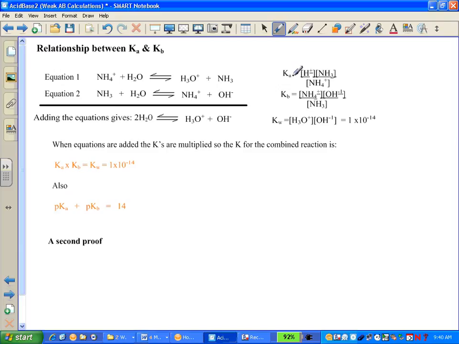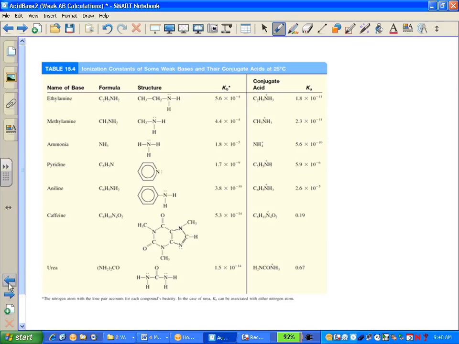The next thing that we're going to look at is the relationship between Ka and Kb. And the relationship that we're looking for is when we are dealing with an acid-base pair. So a conjugate acid-base pair, we want to know what the relationship is between their respective Kas and Kbs. So if I go back, if we're looking here, we've got ethylamine and it's got the Kb. And then it gives us the conjugate and it gives us the Ka for that.